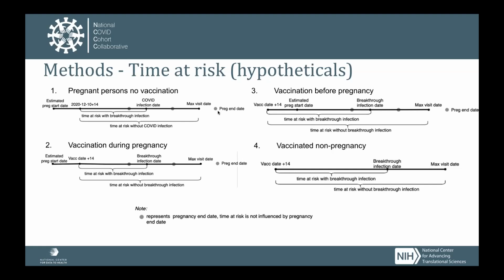I point out a gray dot among the groups who are pregnant. The gray dot represents the possible pregnancy end date. The pregnancy end date can happen before they have the COVID breakthrough infection or COVID infection, or after the infection, or they can still be pregnant even at our study end date. So the pregnancy end date did not impact our calculation of time at risk.